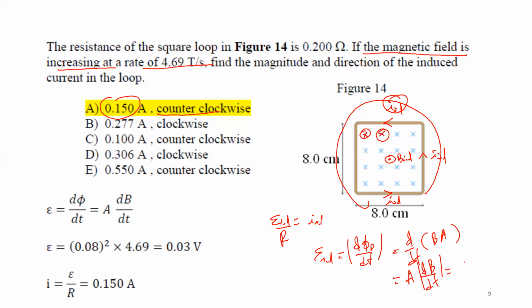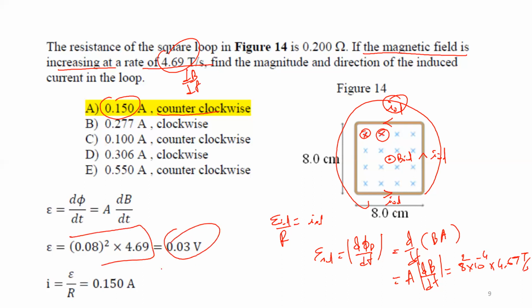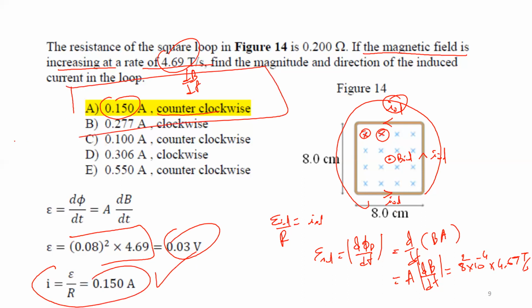So you have A. What's A? It's 8 square centimeters, which is 8 times 10 to the power minus 4 square meters. And then you multiply by the derivative of B with respect to time, and I gave you the rate of change, dB over dt. This is 4.69 Tesla per second. And you calculate, and you get, of course, your EMF induced. You divide by the resistance, and you get the current induced. Of course, A is the correct answer.